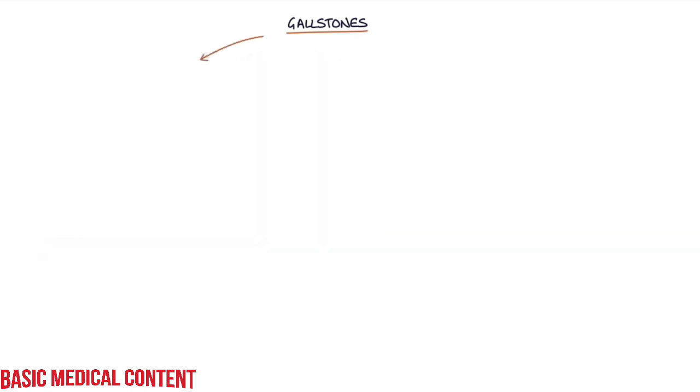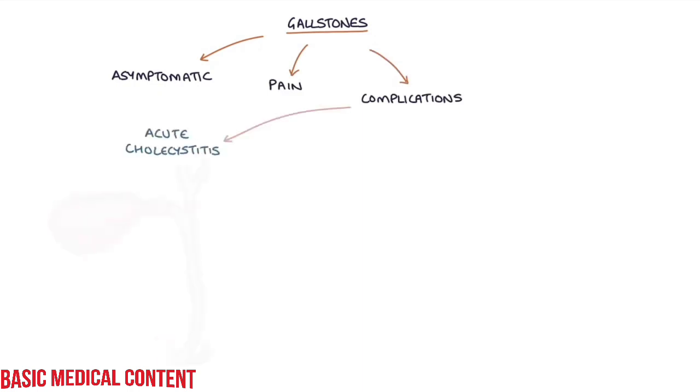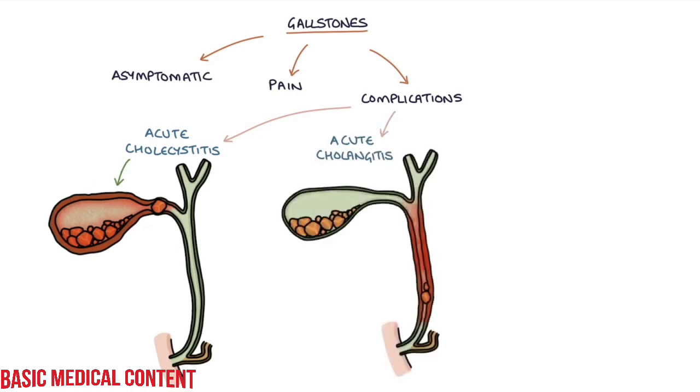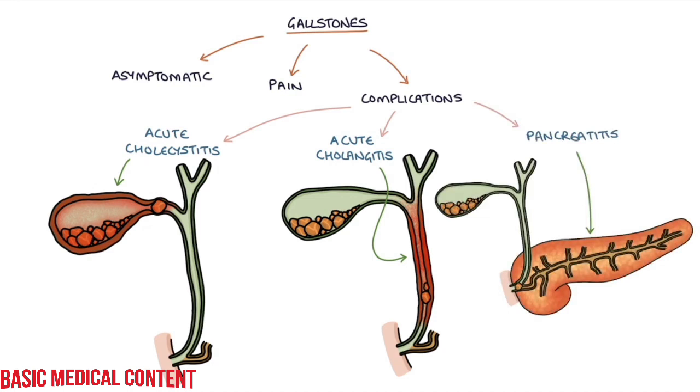Gallstones may be completely asymptomatic. They can also cause pain and lead to complications such as acute cholecystitis, acute cholangitis, and pancreatitis. Gallstones blocking the drainage of the pancreas, i.e. the pancreatic duct, result in pancreatitis.